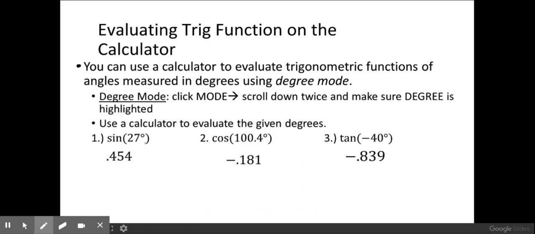So make sure that you are in degree mode for this section. We will only be in degree mode. So if you want to just keep your calculator in that mode for this whole section, I would suggest doing that.